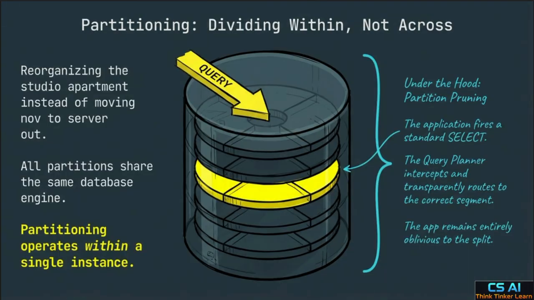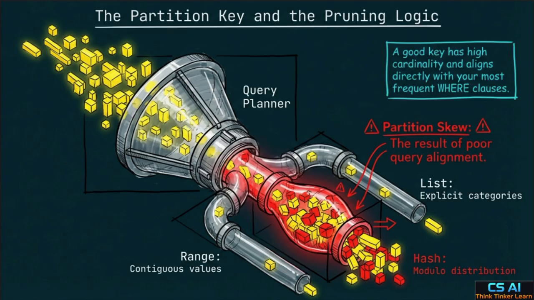So you have optimized, but you still need more room. Meet partitioning. Think of this as reorganizing a studio apartment. Everything is still in one building, managed by the same database engine. The application fires a standard select, and the database engine handles the magic of partition pruning to route to the correct internal segment. The beauty here, the application doesn't even know what happened. It's entirely transparent. The heart of any partitioning strategy is the partition key.